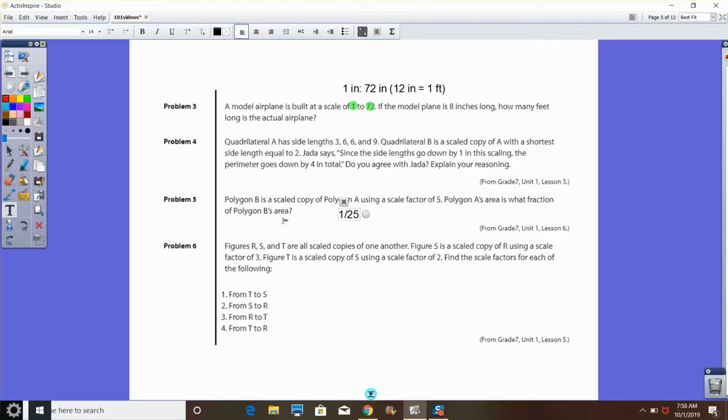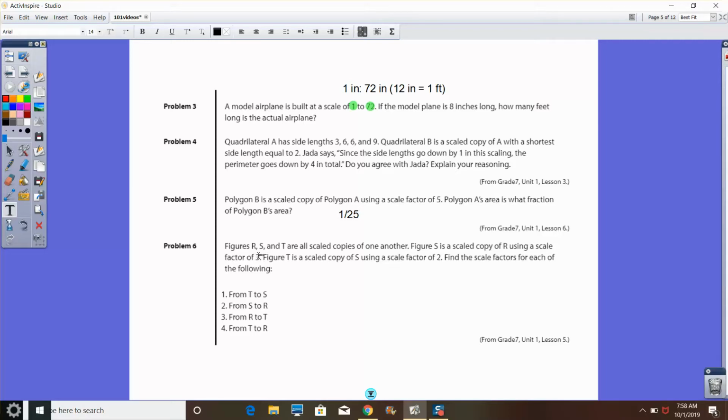And then lastly, figures R, S, and T are all scale copies of each other. S is a scale copy of R using a scale factor of 3. Figure T is a scale copy of S using a scale factor of 2. What are the scale factors for each of the following? To help you here, you may want to go ahead and sketch this out as well. If you use a scale factor of 3 to get from R to S, it means S is going to be 3 times as large.